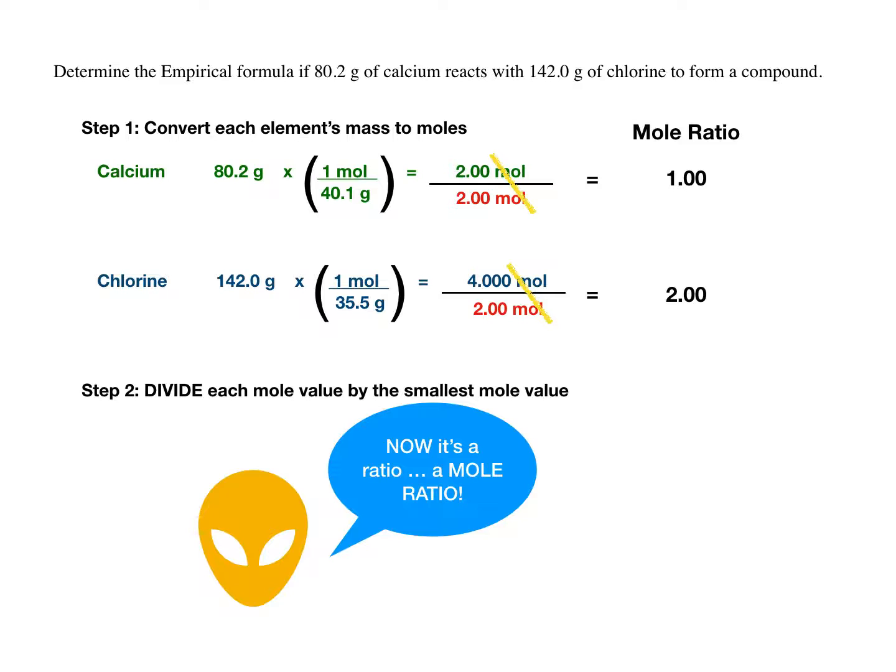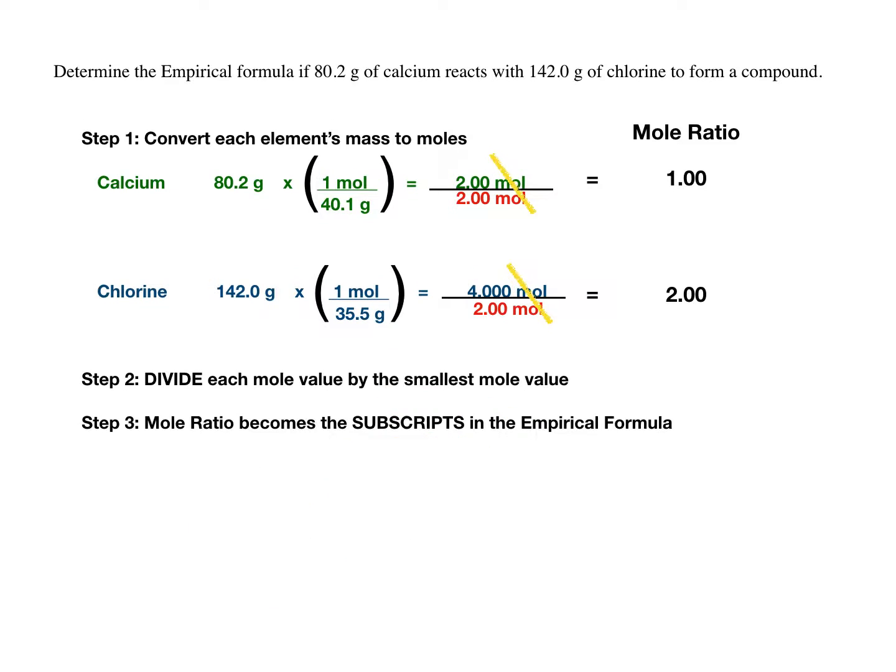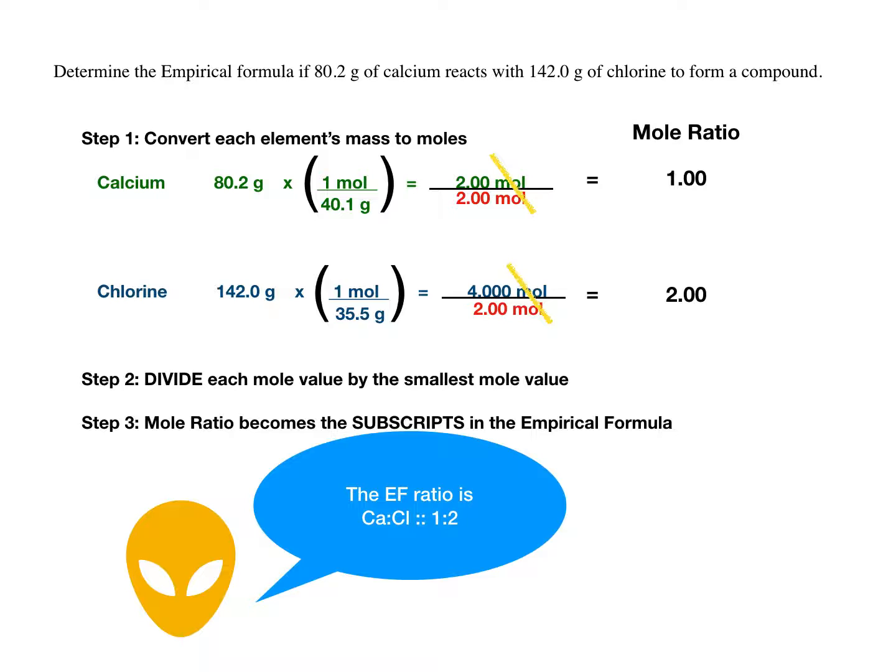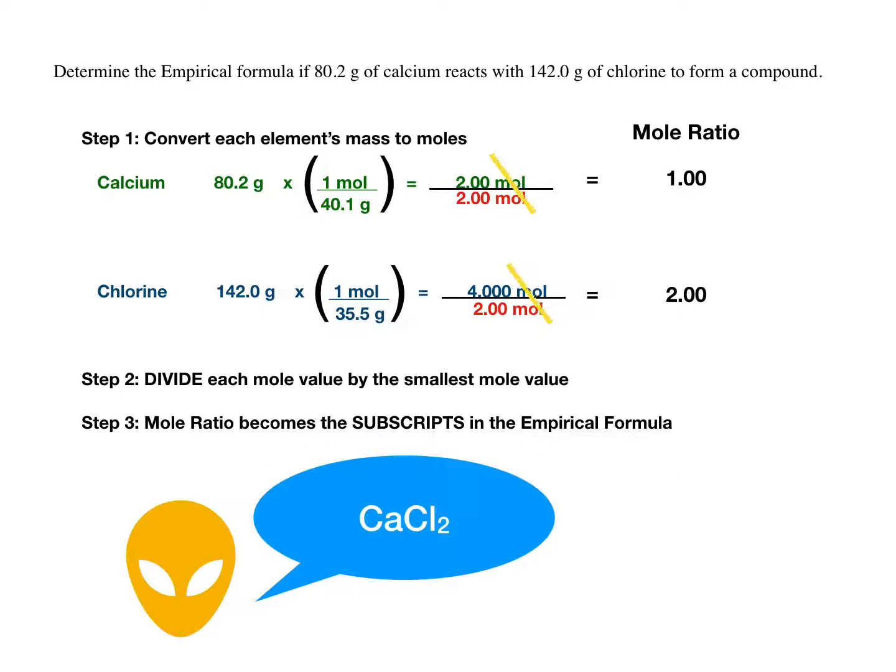So we have a mole ratio of 1 to 2. We will use the mole ratio of calcium to chlorine as the subscripts in the empirical formula. So this empirical formula has a ratio of calcium to chlorine of 1 to 2. Write the empirical formula with correct elemental symbols and the mole ratio as the subscripts. So our final empirical formula between calcium and chlorine is CaCl2.